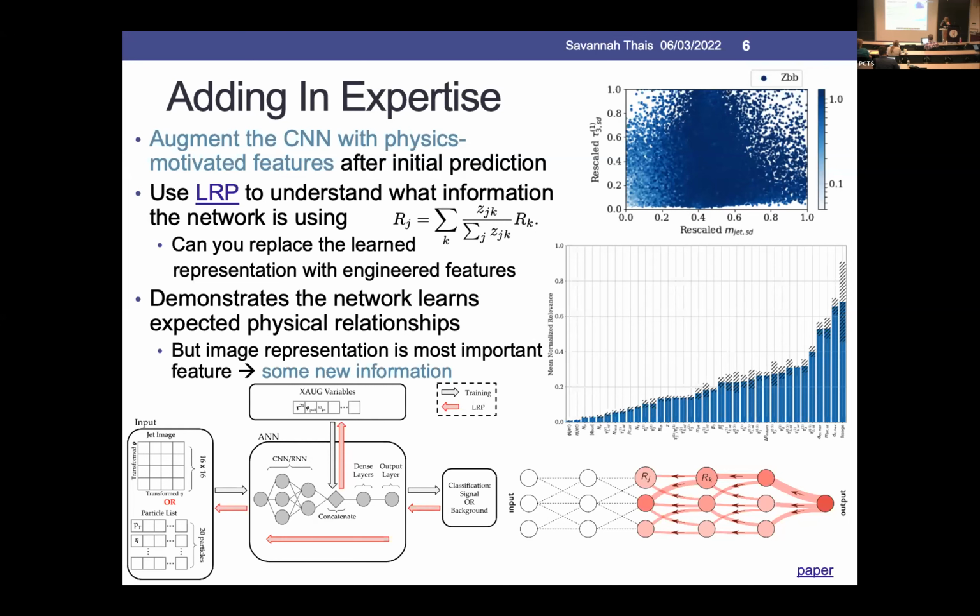You can look at relevancy heat maps between different features and see that it behaves the way we expect physically. But what they found, at least in this paper, is that the image representations that you can concatenate with the expert features at the end are still by far the most important thing that the network is leveraging for its decisions. So we're still not really learning anything about what the image representations are doing. So it's a little bit more specific, but still not super helpful in understanding these hidden representations.